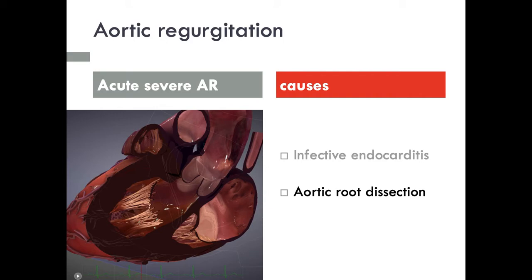Acute aortic regurg can also arise as a result of an aortic root dissection. In this image here, you can see the dissection flap, intimal tear quite close to the sinotubular junction, quite a common place for it to occur. And we might see this flap prolapsing through the aortic valve and causing acute aortic regurgitation.